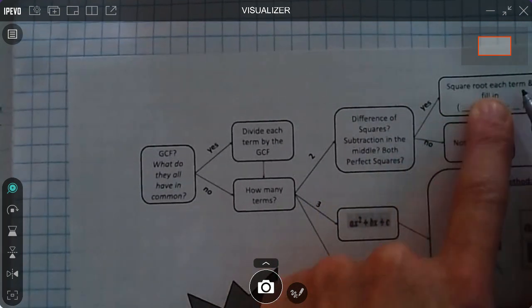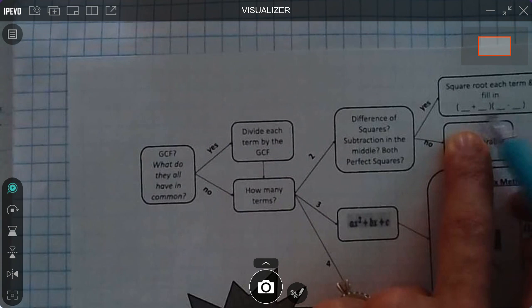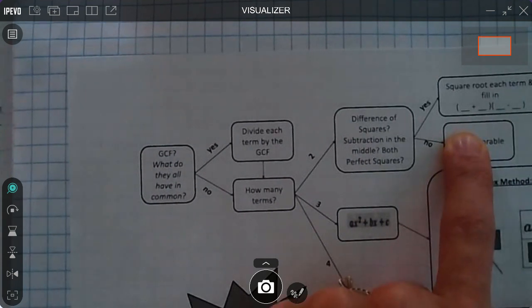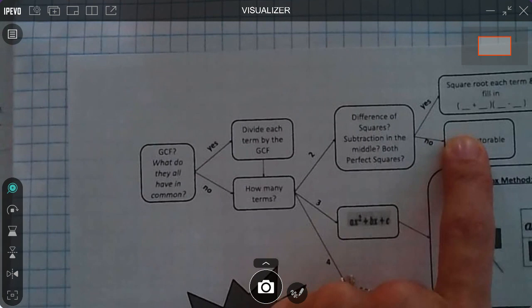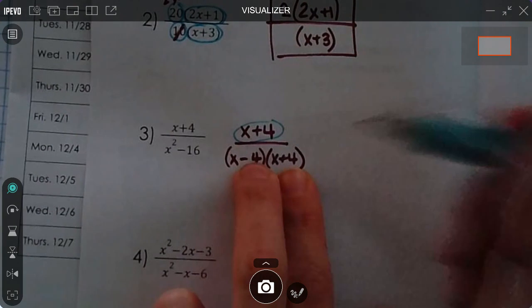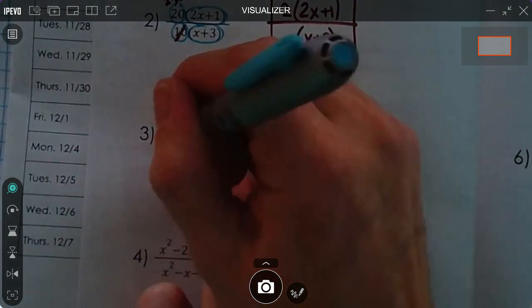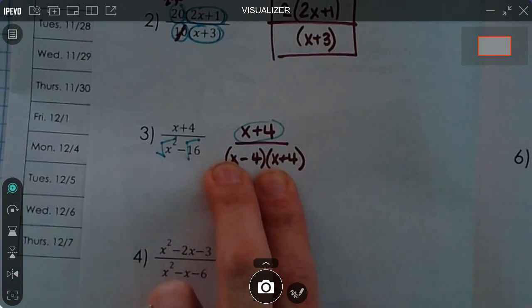Square root each term. What's the square root of x squared? x. What's square root of 16? 4. And then remember that pattern? One's plus, one's minus. Okay, that's your difference of squares. That does not go away. You will see that a lot. Okay, so the 4 came from where? Where did I get these 4s from? Square root of 16. Where did I get the x's from? Square root of x squared.